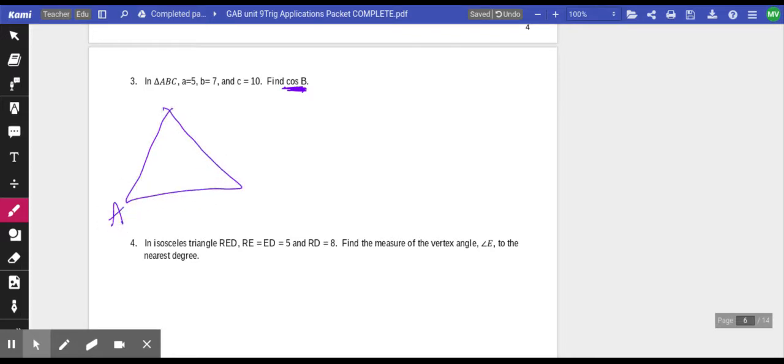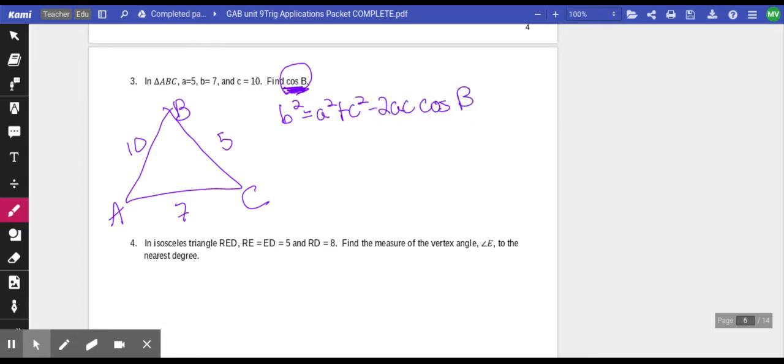Across from angle A is 5, across from angle B is 7, and across from angle C is 10. So I'm trying to find the cosine of B. Since it's the cosine of B, I'm going to say B squared equals A squared plus C squared minus 2AC cosine of B. Because remember, the key thing of this formula is that whatever I'm taking the cosine of has to equal the side opposite squared.